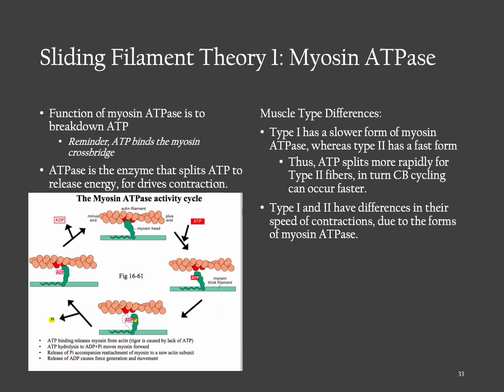So there are a couple of muscle type differences. Type 1 has a slower form of myosin ATPase, where type 2 has a fast form of ATPase. Therefore, ATP splits more rapidly for type 2 fibers. In turn, cross-bridge cycling also occurs at a much faster rate. As you can imagine, type 1 and type 2 have differences in their speed of contractions due to the form of the myosin ATPase.